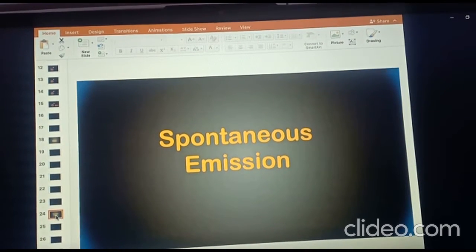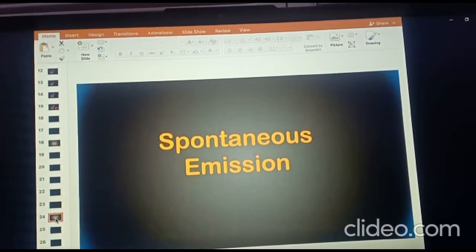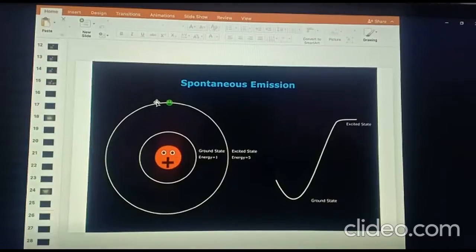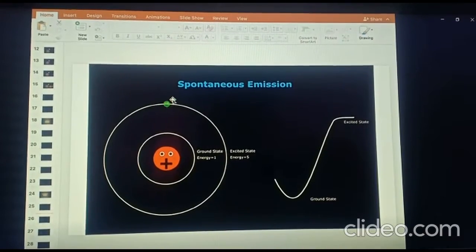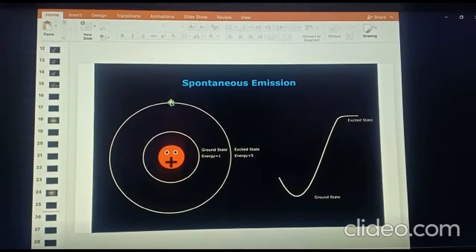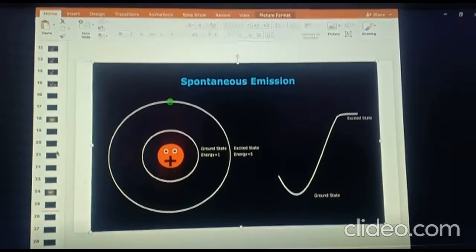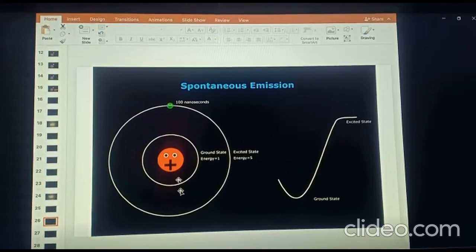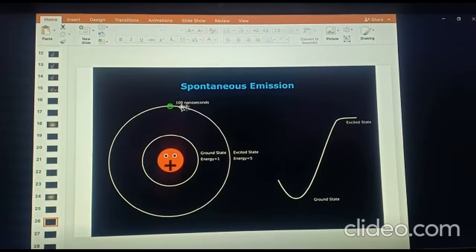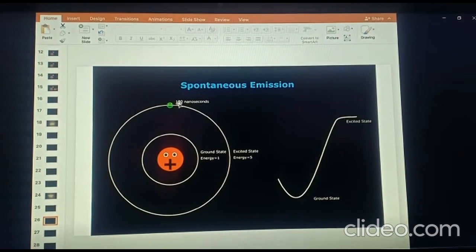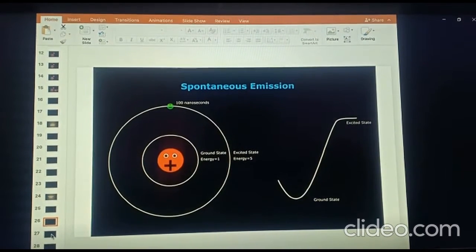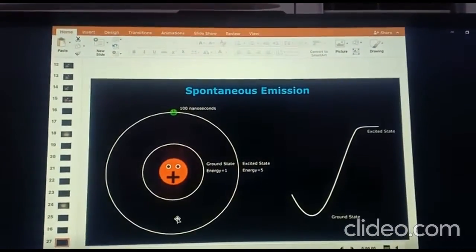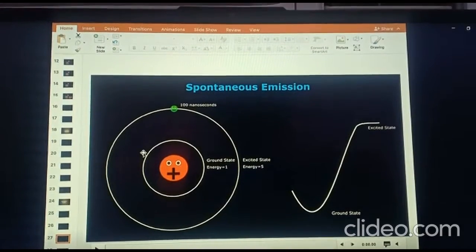Now we will continue to spontaneous emission. Until now we have just excited the electron to the excited state. So guys, let's see how spontaneous emission works. From emission you know that something is emitted. The word emission is self-explanatory. Spontaneous means on its own. Suppose I tell you that here the electron has a shelf life of 100 nanoseconds. It means that in the excited state it can remain for only 100 nanoseconds. Nanosecond means 10 to the power minus 9 seconds.